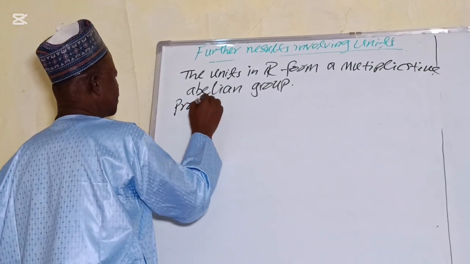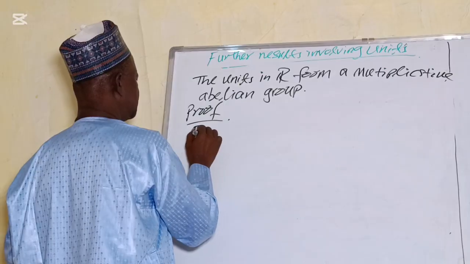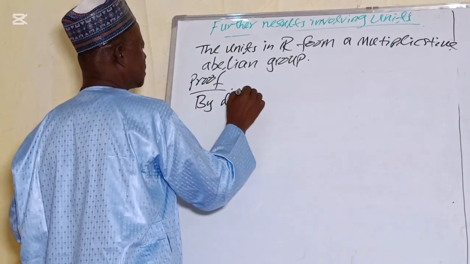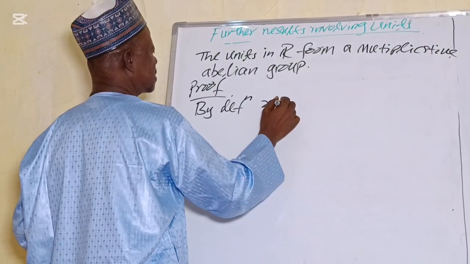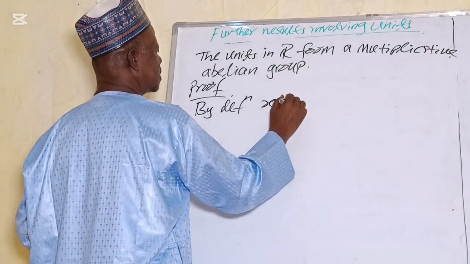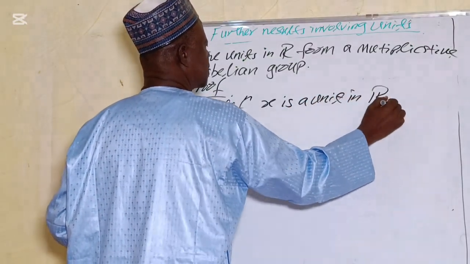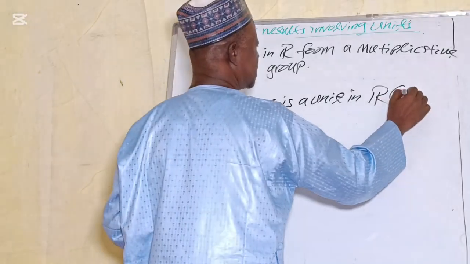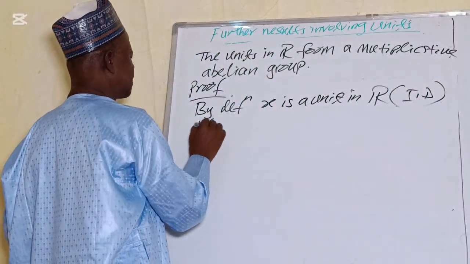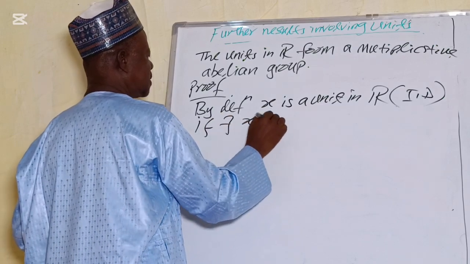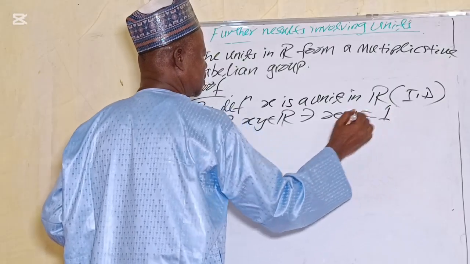Now, proof. By definition, x is a unit in R. Remember, your R is an integral domain. If there exists y also in R such that xy is equal to 1.